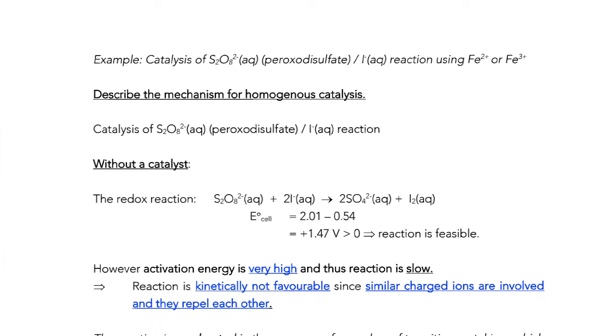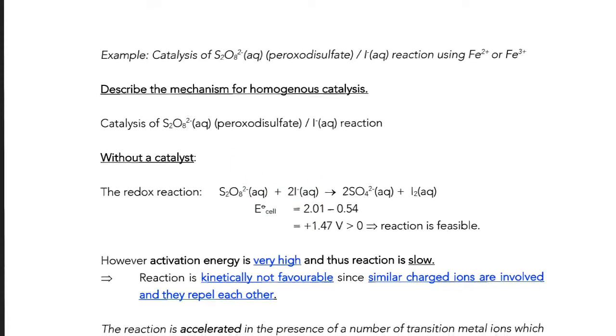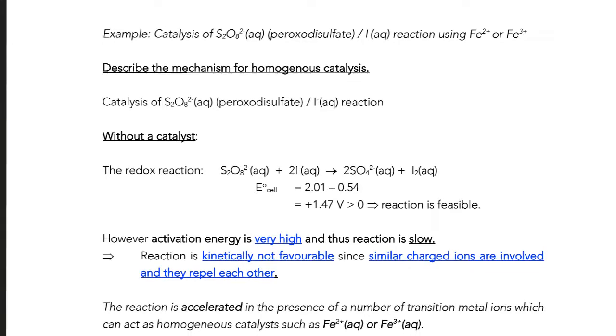Because if you look at the starting reactant molecules, both of them are negatively charged. So there will be repulsion and they will not likely come together to do effective collisions that result in the reaction. So the speed of this reaction is quite slow.